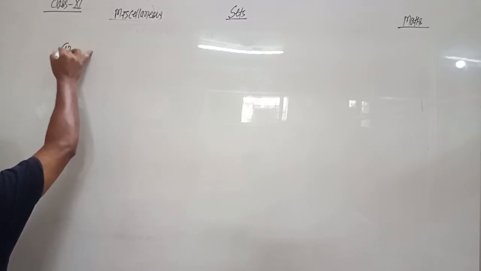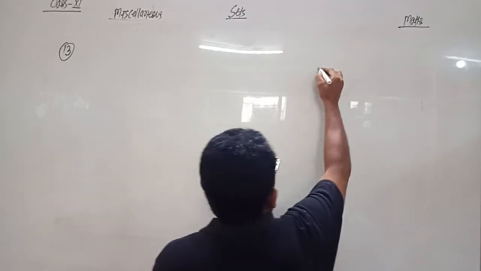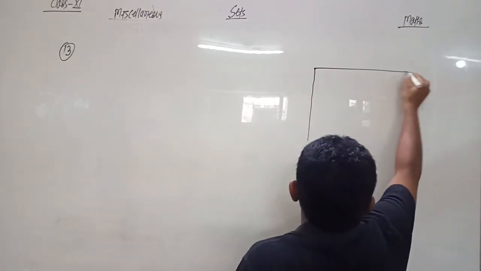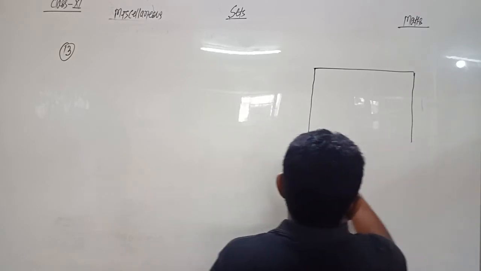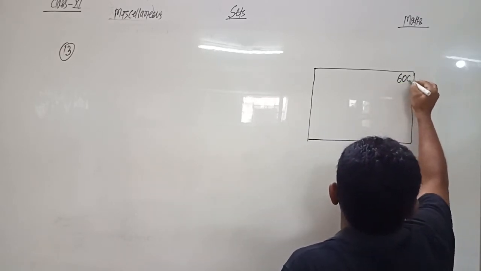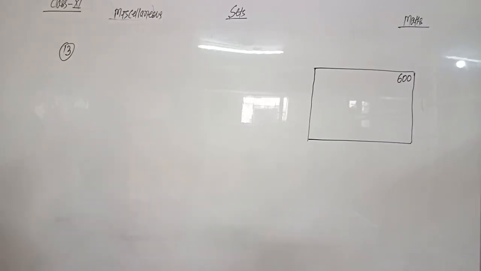Now next question, question number 13. In a survey of 600 students in a school, the total number of students is 600, and this question we solve by Venn diagram. Total number of students means universal set 600. In a survey of 600 students in a school, 150 students were found to be drinking tea and 225 drinking coffee.